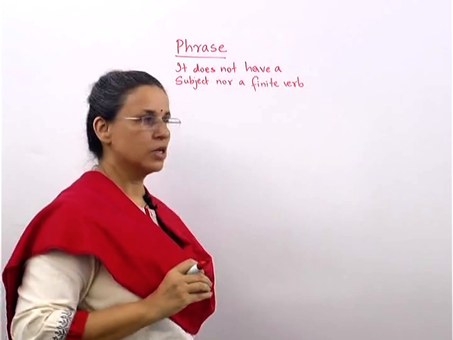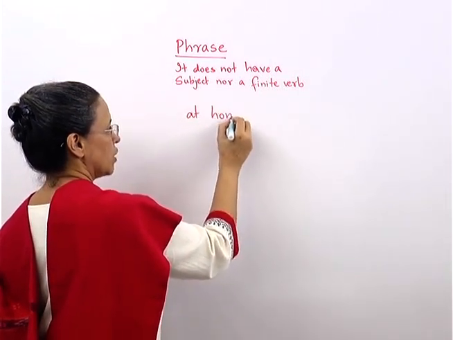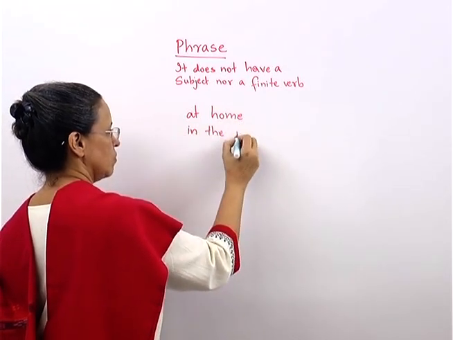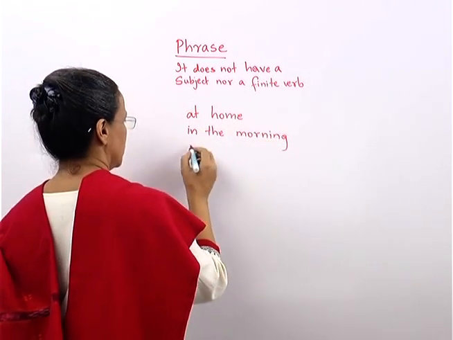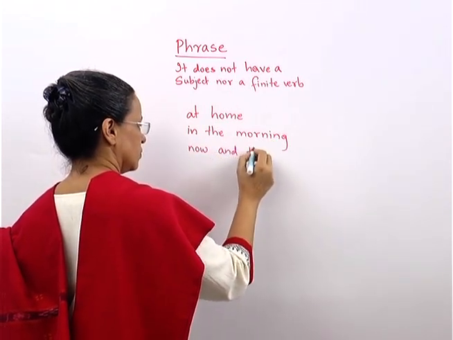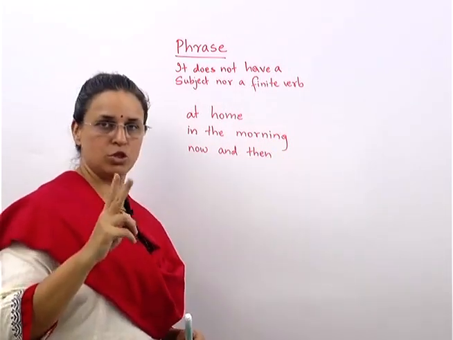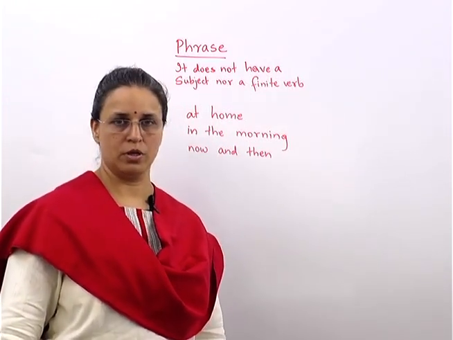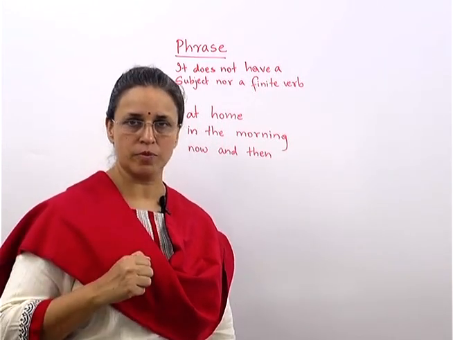Now for example, suppose I write the words at home. There are two words over here. In the morning. Now and then. Or here and there. So a minimum of two words should be there. Now at home. Suppose I say, where is your mother? At home. Where is your mother? In the kitchen. So in the kitchen, we use three words. Correct?